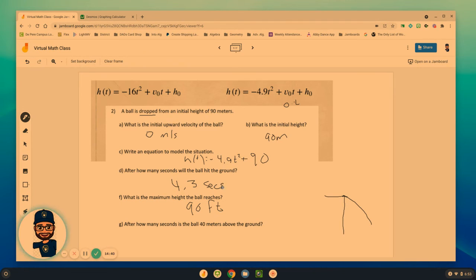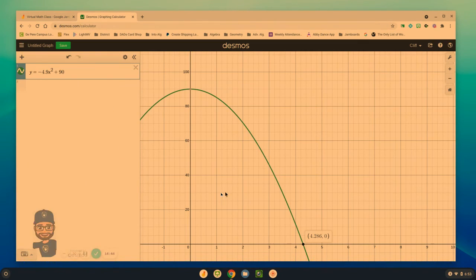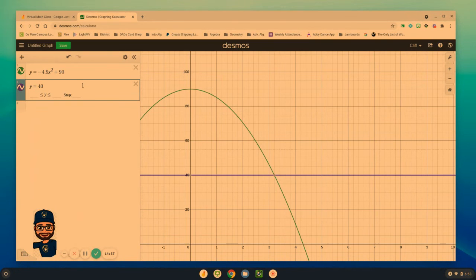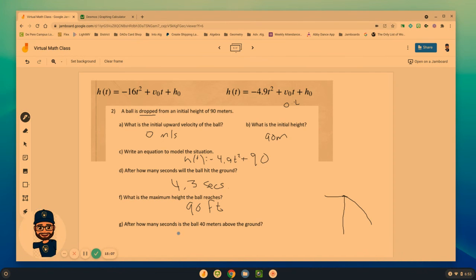And the last question is, after how many seconds will the ball be 40 meters? I want to know where it is 40. Now, I could try and graph and pick that up exactly, but if I do that, I'm slightly off. So I want to know where does y equal 40? That height equals 40. It'll give me a point of intersection. 40 for a height at 3.2 seconds.